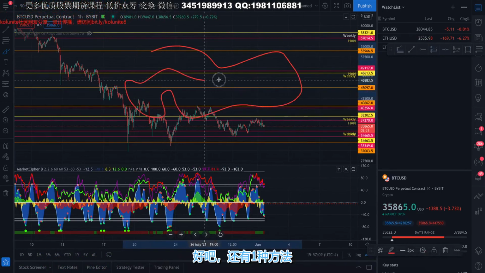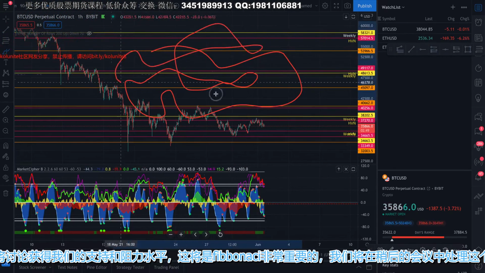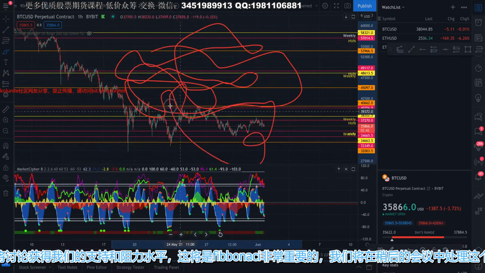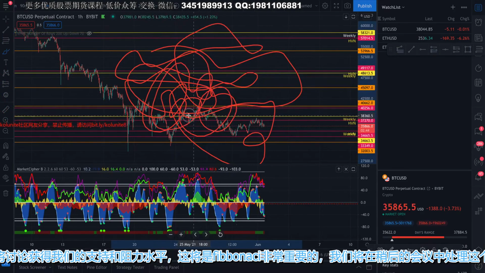So there's one more way we're going to talk about to get our levels of support and resistance, and that's going to be Fibonacci. Very important. We will deal with that in a later session.